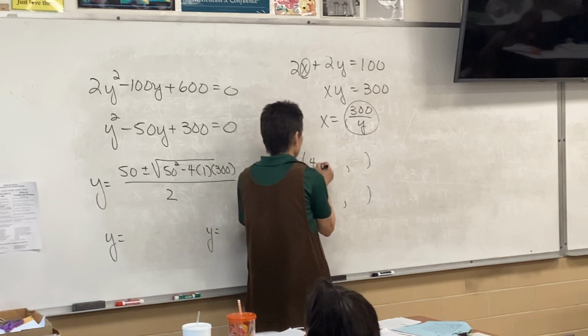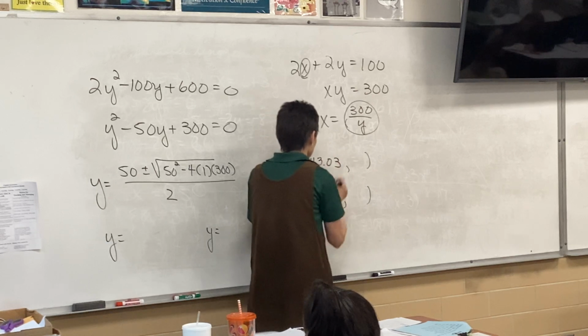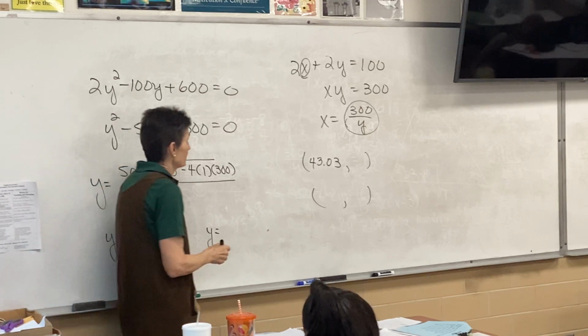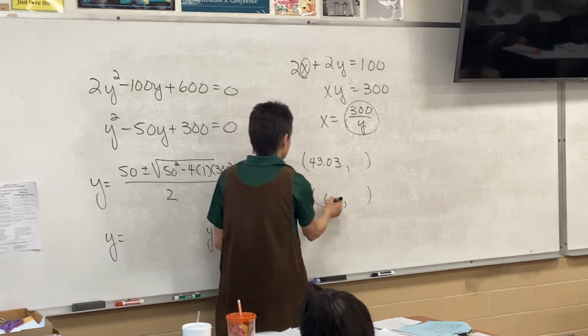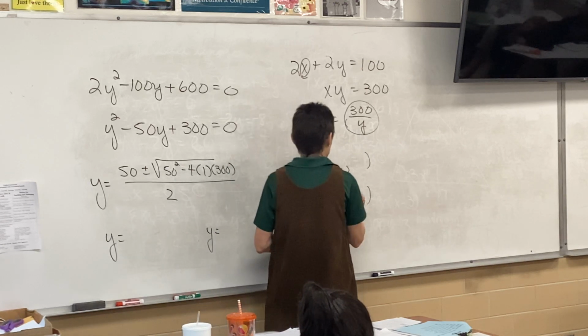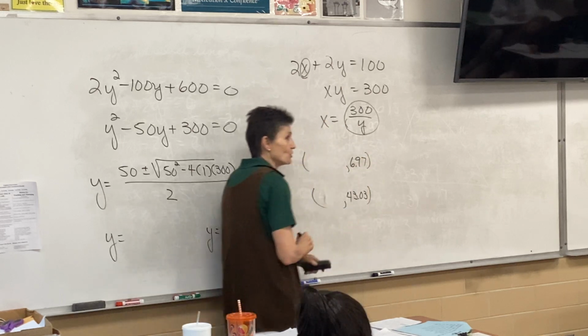Yeah, I redid it. What did you say, 40? 43.03. Okay. And then what was the other one? Probably 6.97. Oh, these are Y's. Yeah, I got 6.97. 43.03 and 6.97 are our two Y's.